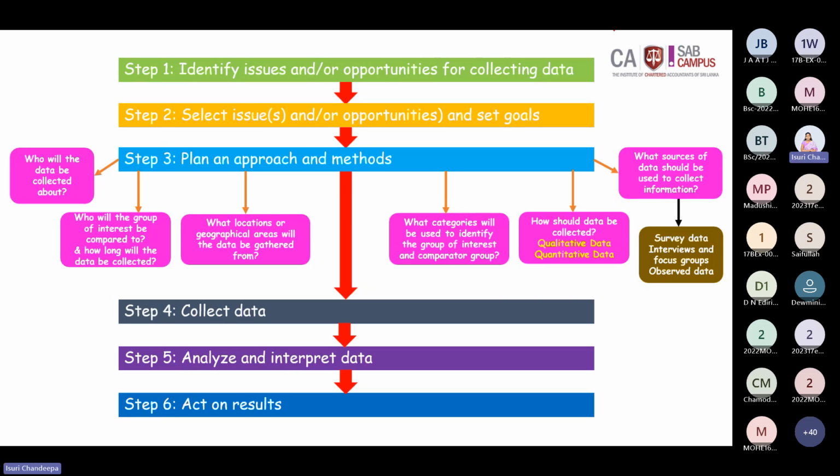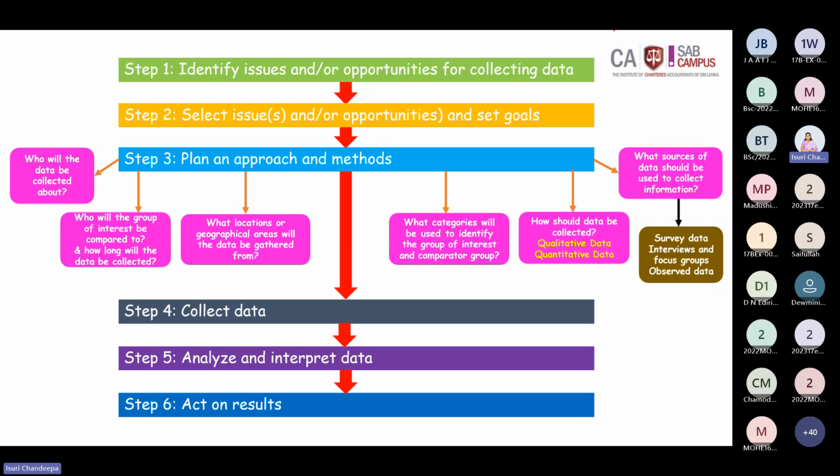Do I need to go to those places physically, or shall I go with the online method? You have to identify the location. Then what categories will be used to identify the group of interest and comparative group? How should data be collected? Am I going to use primary data? Am I going with quantitative research? Am I going with qualitative research? If it is so, am I going to use primary data or secondary data?